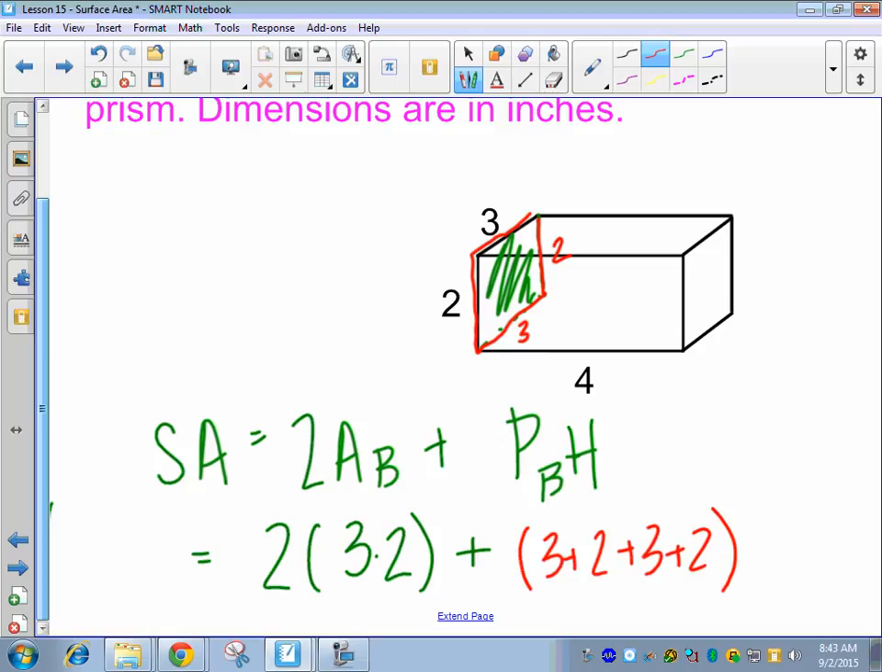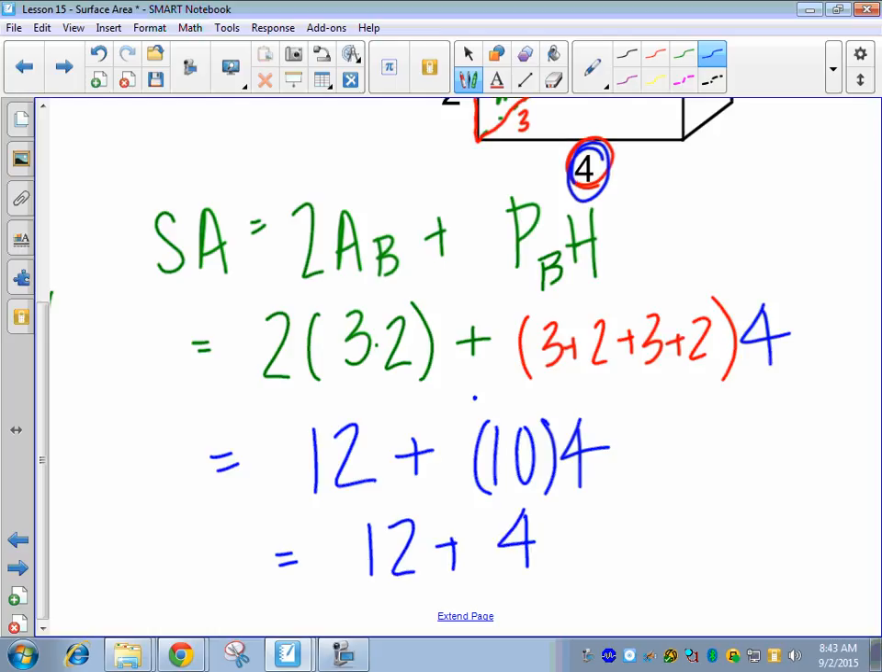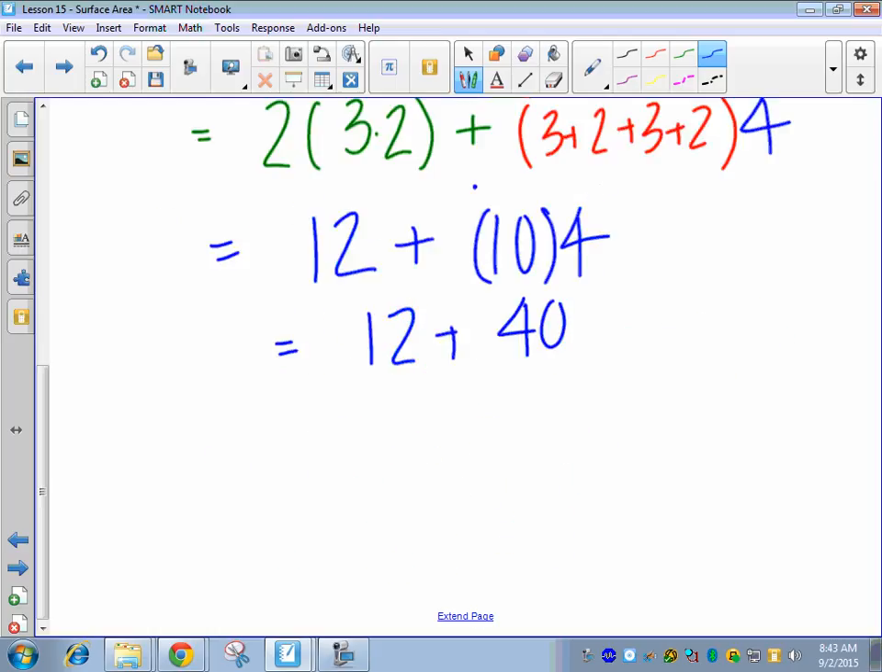times the height. So we made this as our height. This is our height, so it's going to be times 4. And then we're going to calculate this out. So 2 times 3 is 6 times 2 is 12. Plus 3 plus 2 plus 3 plus 2 is going to give me 5 plus 5, which is 10 times 4. So we're going to get 12 plus 40, and that's 52.